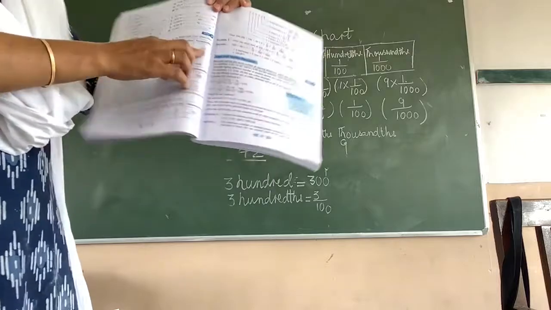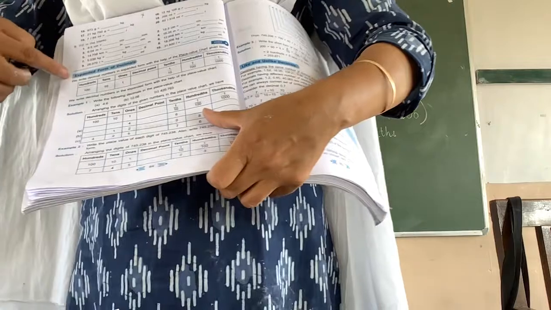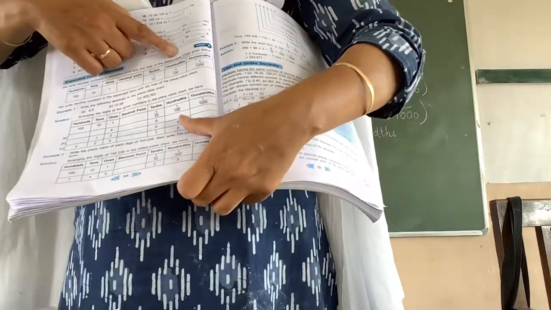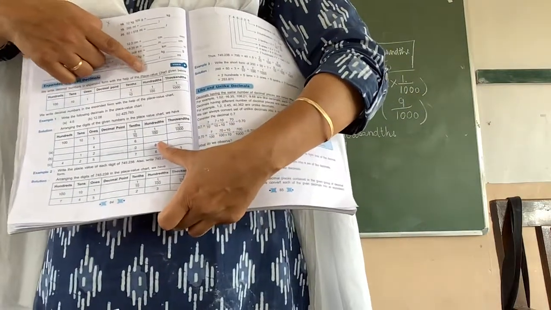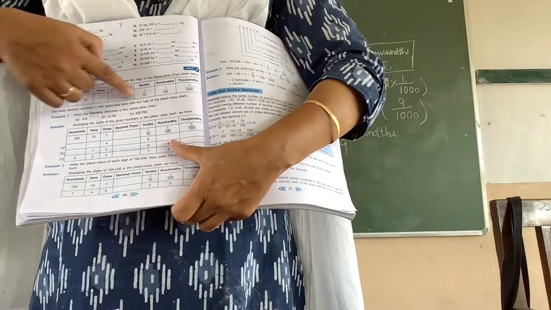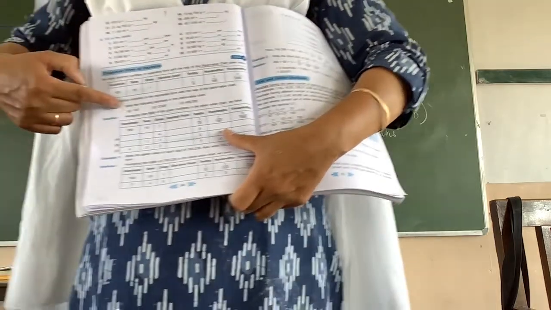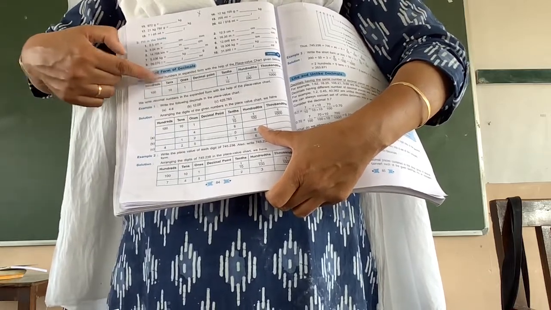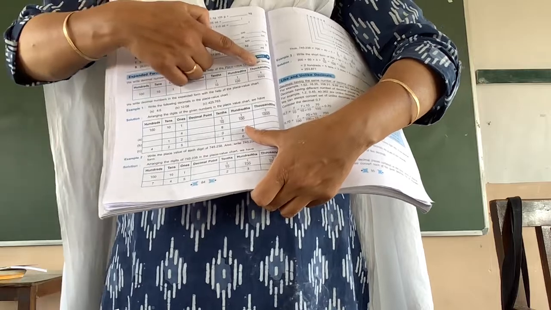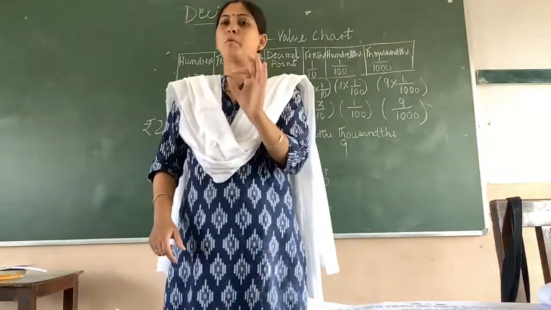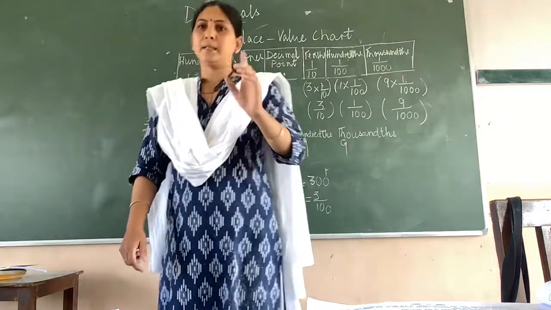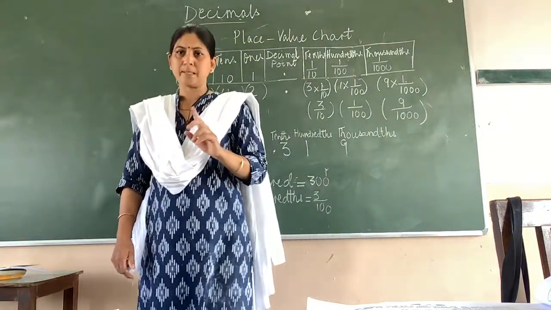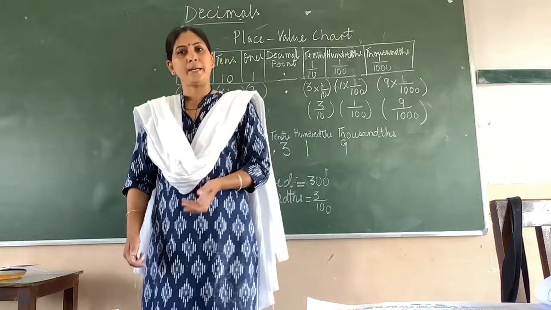This is the place value chart which I drew on the board. You can underline place value chart, and put a tick against it. We will need this when we want to know the place value in a decimal number. If we want to know the place value of any digit, this place value chart will help us. Now we will meet in our next video.